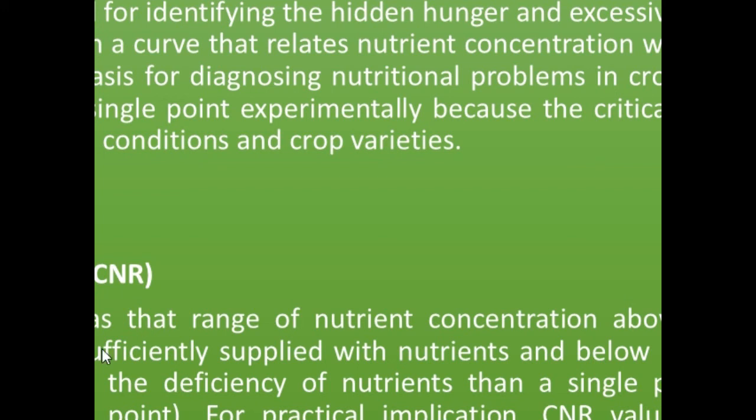Critical nutrient concentration range. This CNR is defined as the range of nutrient concentration above which we can be reasonably confident the crop is sufficiently supplied with nutrient, and below which it is deficient. This is more useful for determining the sufficiency of nutrients than a single point. That is the critical nutrient concentration point. For practical application, CNR values must previously be established at various growth stages during the season of the growing crop plants.